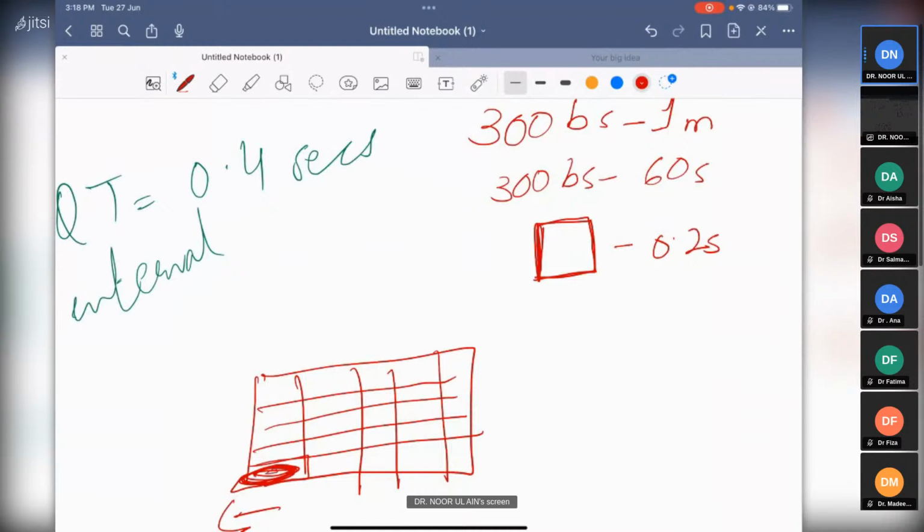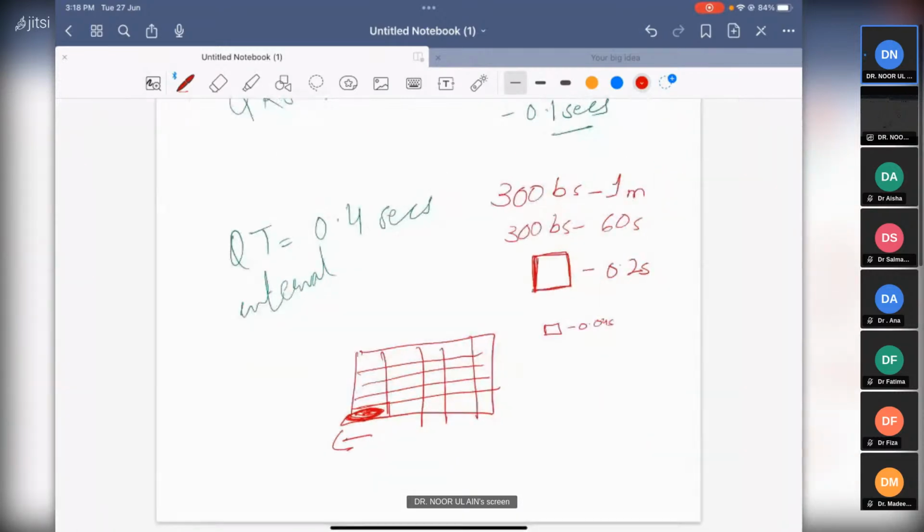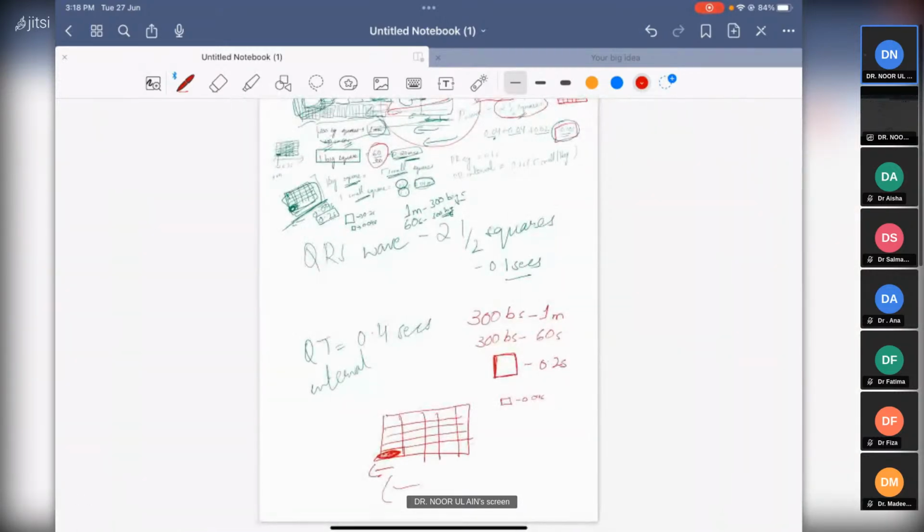So one small box takes 0.04 seconds. We have understood that one big box will take 0.2 seconds, and one small box will take 0.04 seconds to move forward. So one small box is equivalent to 0.04 seconds and one big box is equivalent to 0.2 seconds.